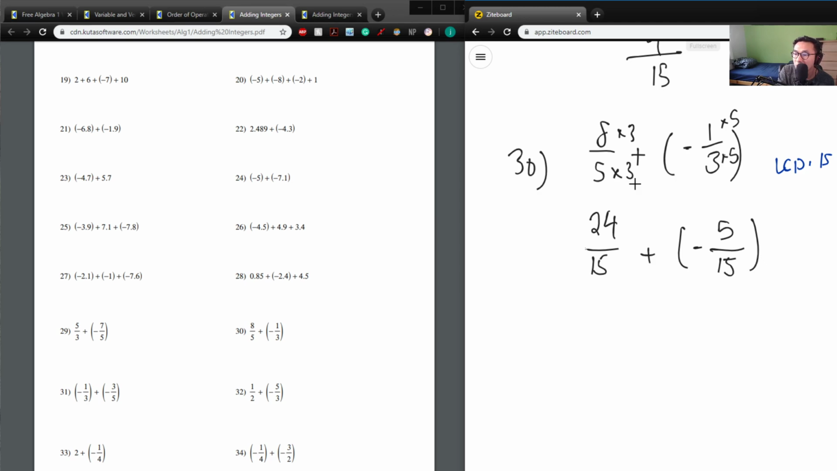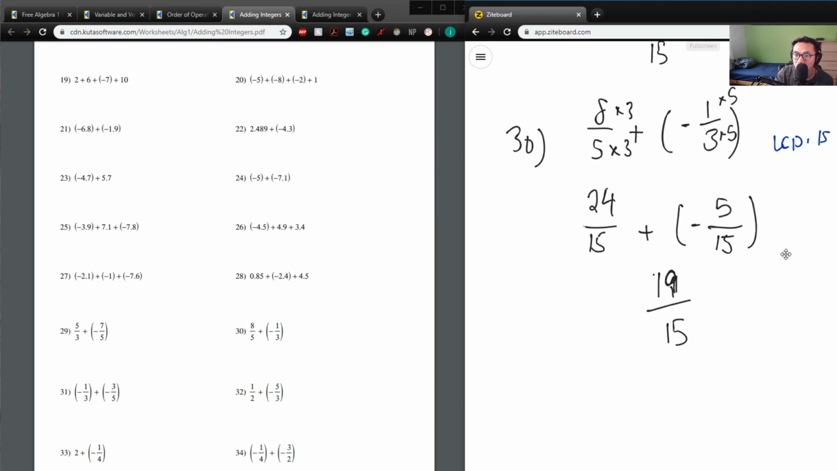So now we have two different, sorry, is this question 32? My bad. No, this is question 30. Yeah, question 30, sorry. I thought I got confused with the 32 here. 24 here plus negative 5 here simply is just 24 minus 5, right? So 24 minus 5 here is just simply 19, and our denominator remains the same. So it's 19 over 15.